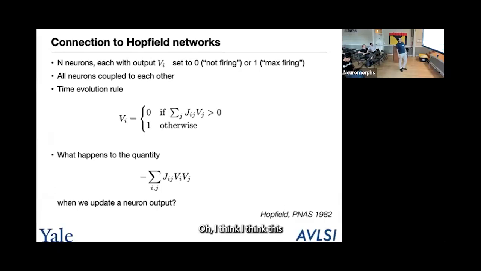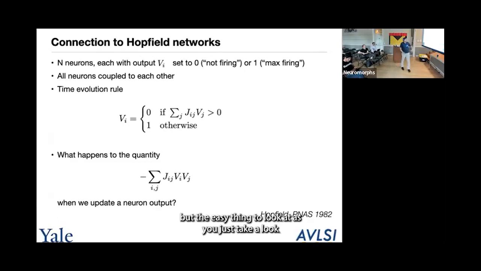I think I flipped this. Anyway, it doesn't matter. The difference is whether the time evolution rule is applied in a synchronized way, so you have a vector of values that evolve in time, or you pick a neuron at random and flip it. We call that the asynchronous version. So you have these two variations.